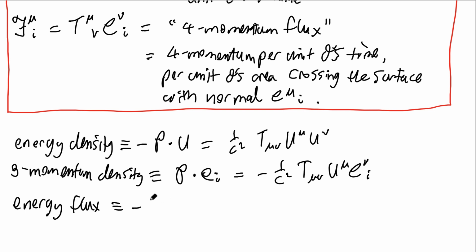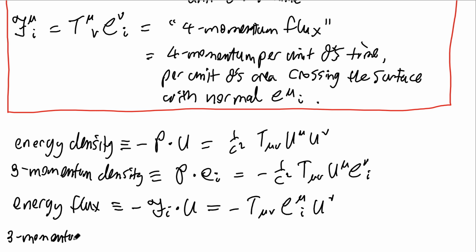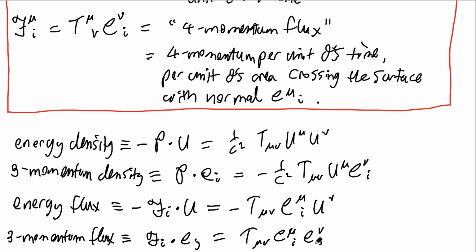That's just minus the contraction of F with U, and using that with the definition of F, we have minus T^{μν} E_μ^I U_ν. And finally, the 3-momentum flux is defined as the inner product of F^I with E_J. So that would be T^{μν} E_μ^I E_ν^J.